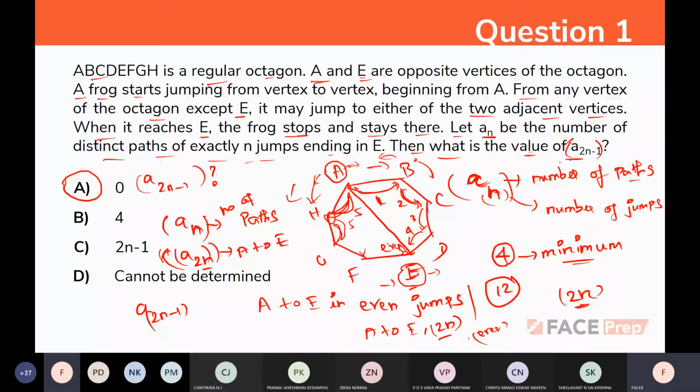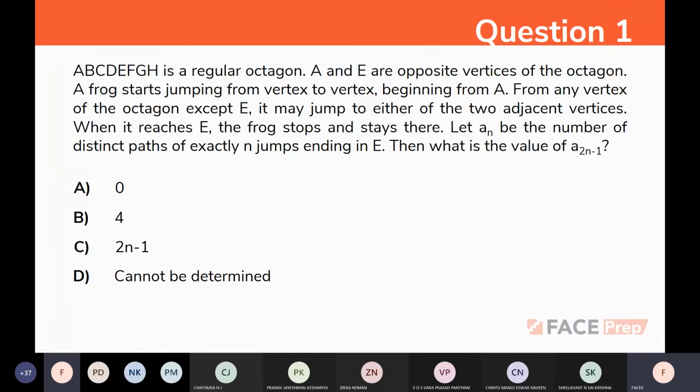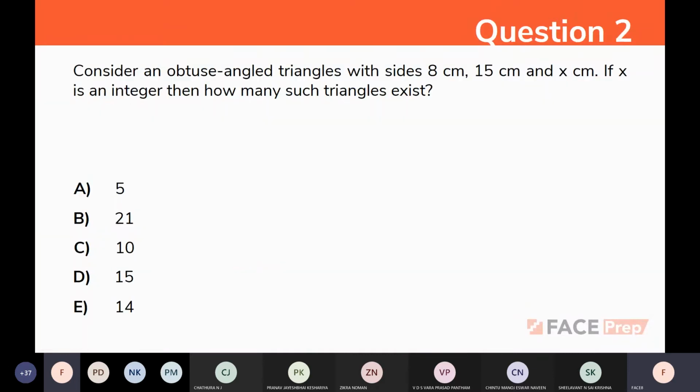Okay, thank you. So everyone, if understood, put a Y in the chat box. We can move further. We can move to the next question. Pranav, thanks. So let's move to the next question. You can erase all the things. So this is the next question.